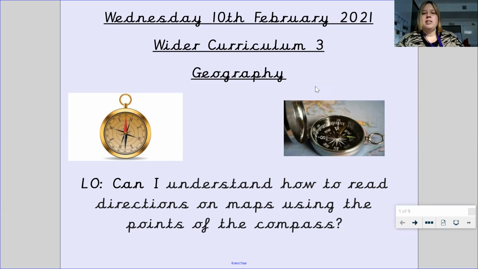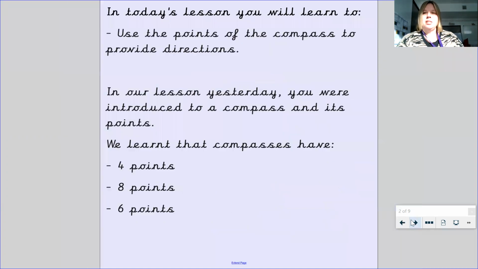Our learning objective is, can I understand how to read directions on maps using the points of a compass? Yesterday we learnt about the points of the compass. We're going to use what we know about the points of the compass to help us give directions. In today's lesson, you will learn to use the points of the compass to give directions.